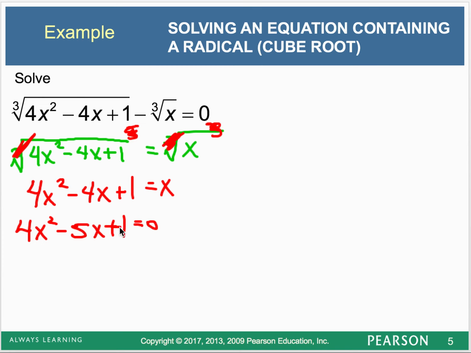And trying to factor this, now I don't get my shortcut this time. I need two numbers that multiply to give 4 and add to give negative 5. So this time I can't just write it in my factors. I've got to rewrite my problem and use grouping. So I'm going to do minus 4x minus 1x plus 1 equals 0. Factor out that 4x.